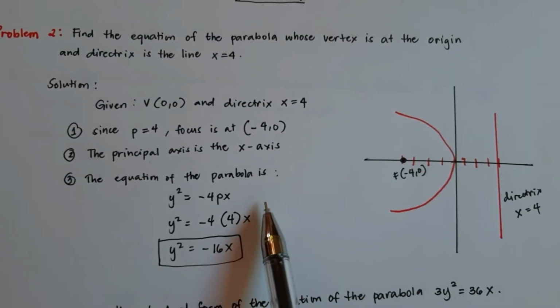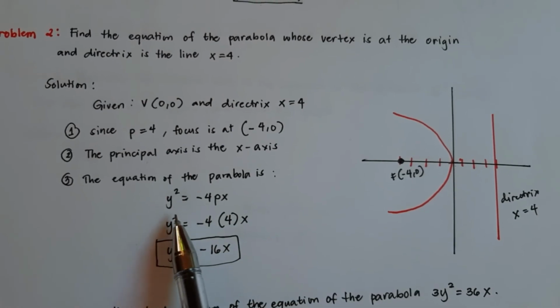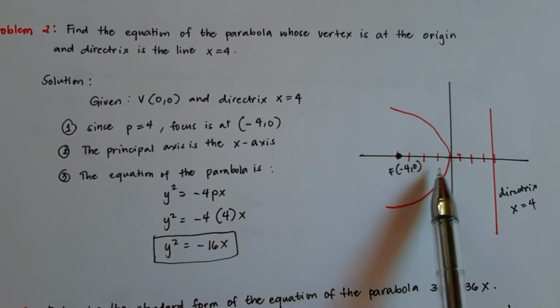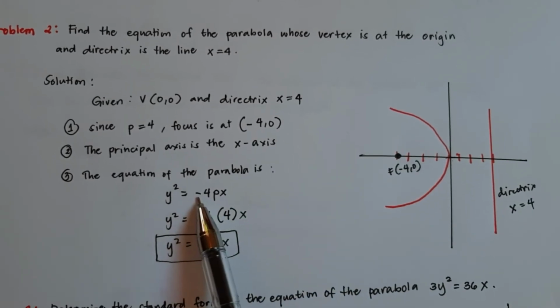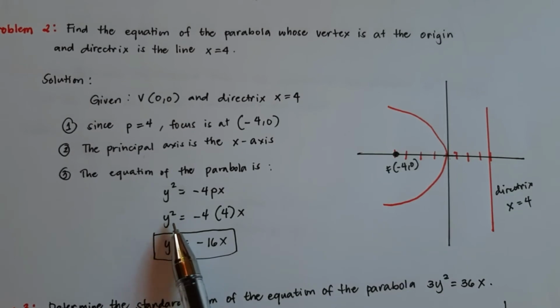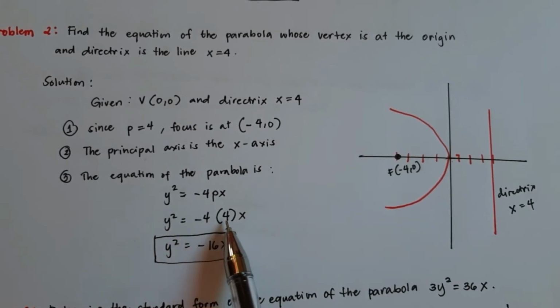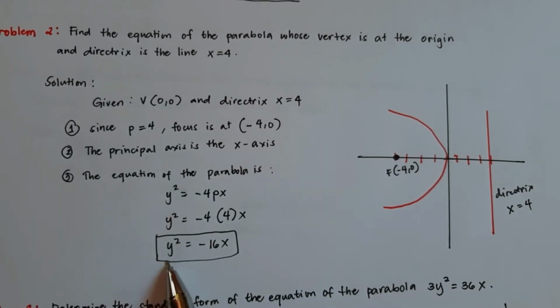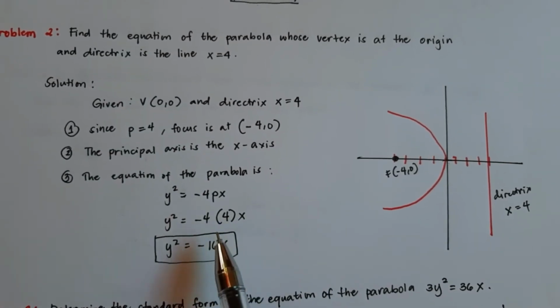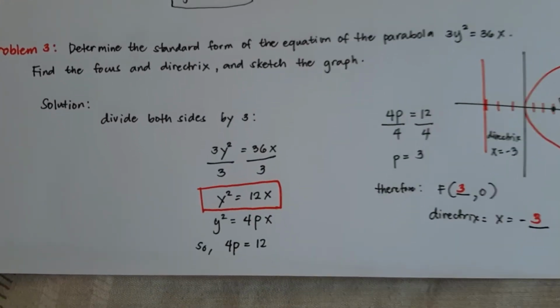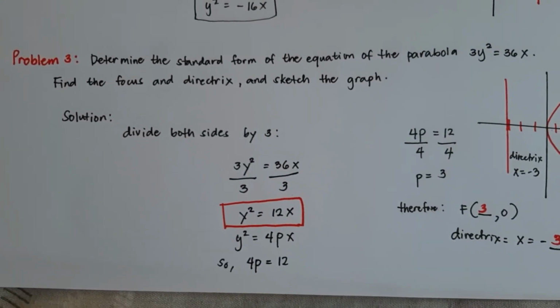Okay, let us now solve for the equation of the parabola. So, y squared is equal to negative 4px since it opens to the left. Kaya siya negative. Okay, dahil alam na natin yung value ng p, so that would be y squared is equal to negative 4 times the value of p, which is 4x. So, we have y squared is equal to negative 4 times 4, negative 16x. Okay, let us proceed to problem number 3.